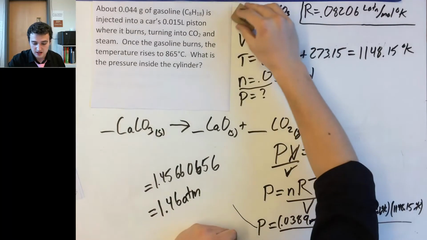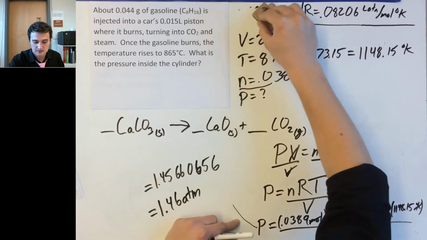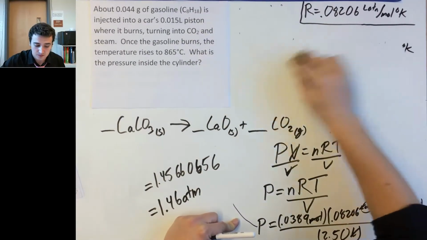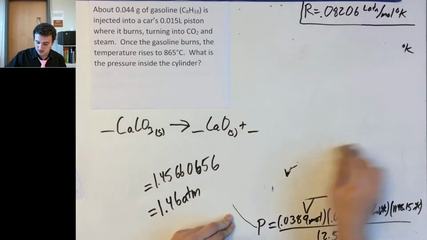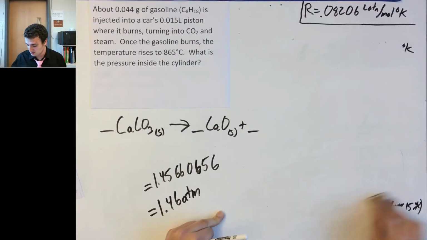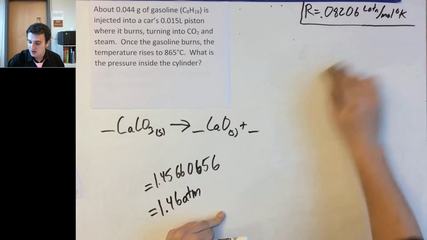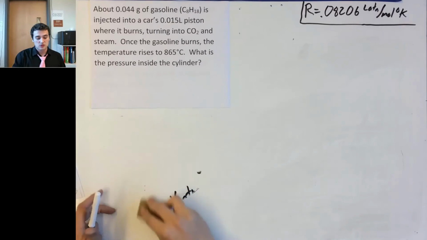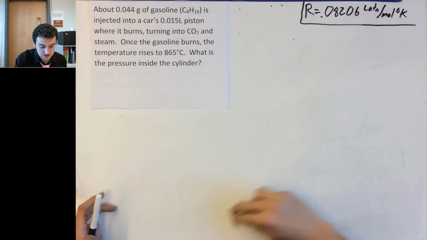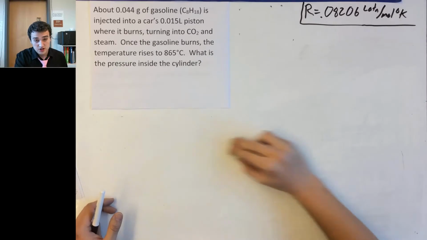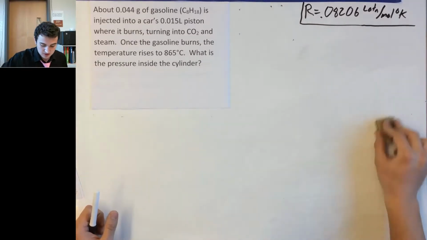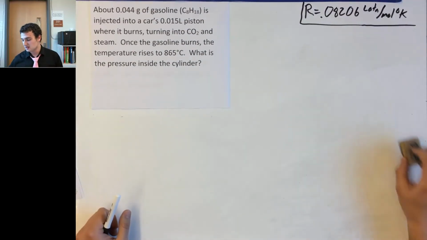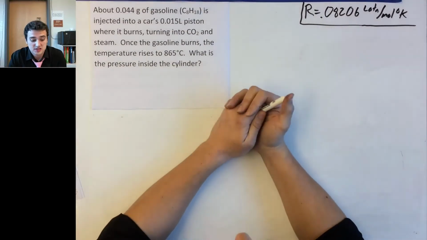While I erase, we have about 0.044 grams of gasoline injected into a car's piston, where it burns, of course, and it turns into CO2 and steam. And steam, of course, is just water in its gaseous form. We want to know, once it burns, the temperature rises, of course, as a result of this, and what is the pressure inside that cylinder immediately after this happens. So what is the pressure right after these gases are produced by this oxidation reaction?